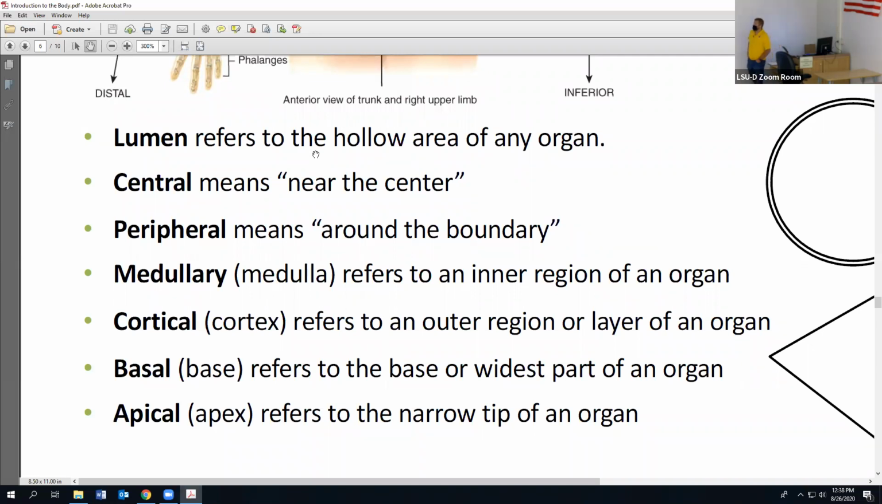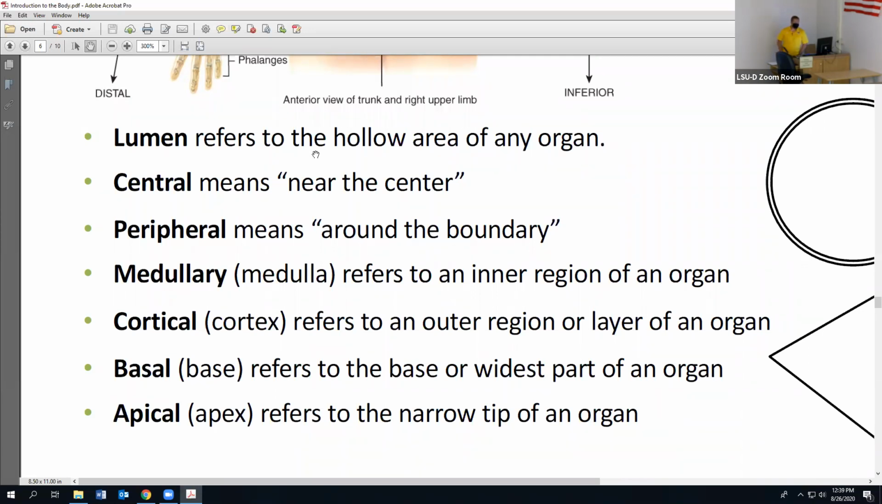Okay, let's talk about lumen. That's the first one there, refers to the hollow area of an organ. A lot of organs inside our body are hollow structures. Think of them kind of like a balloon. Your stomach is a great example. It's right at lunchtime, or a lot of you probably ate right before this. Where that food goes is the lumen of your stomach. The blood that's pumping through your arteries and veins is found in the lumen of that organ.